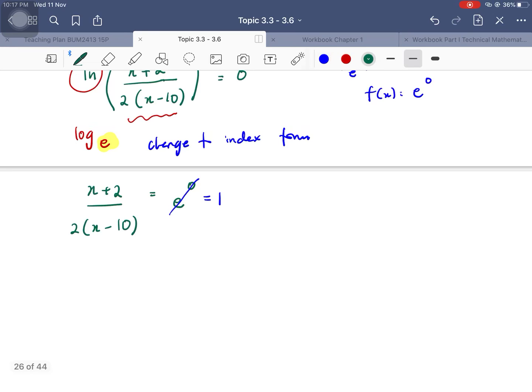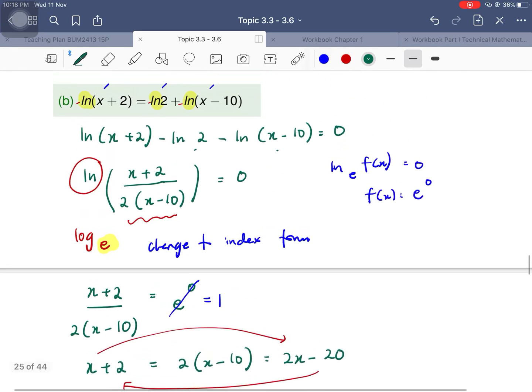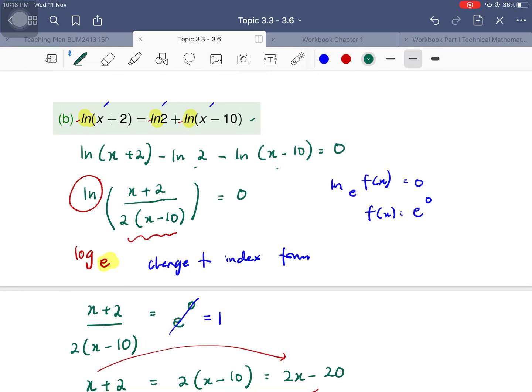And now this is just simple algebra. I just have to move things around. So I'm going to have x plus 2 equals 2 multiplied by x minus 10, or basically this is going to equal 2x minus 20. And I'm going to rearrange that. I'm going to write that x is going to equal... Basically what I did is I moved x to the other side, and I have to move negative 20 to the other side. So x is going to take a value of 2 plus 20. So that is going to equal 22. So basically my value of x is going to equal 22 for the equation to be true.